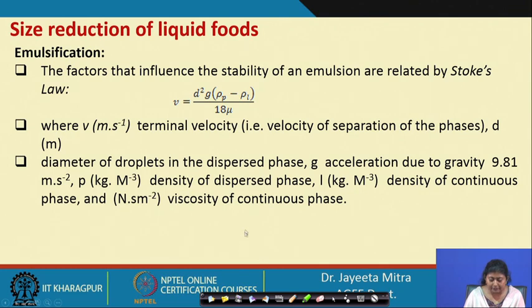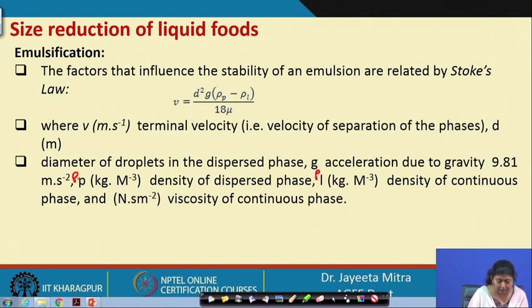Here the velocity is the separation velocity of the phases. d is the diameter of the droplet in the dispersed phase, g is the acceleration due to gravity, whose value is 9.81 meter per second square, rho p is the density in kg per meter cube of the dispersed phase, and rho l is the density of the continuous phase or the liquid. So, ideally we should write rho l and rho p, and mu is the viscosity of the continuous phase.